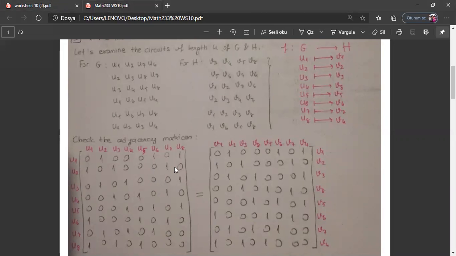Now we need to check if they are equal. They are equal because each entry is exactly the same on both matrices. So it says that the function that we found here is an isomorphism.